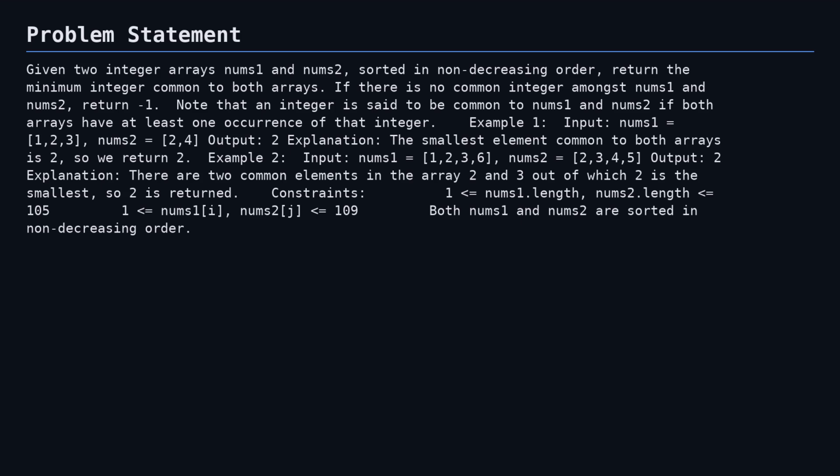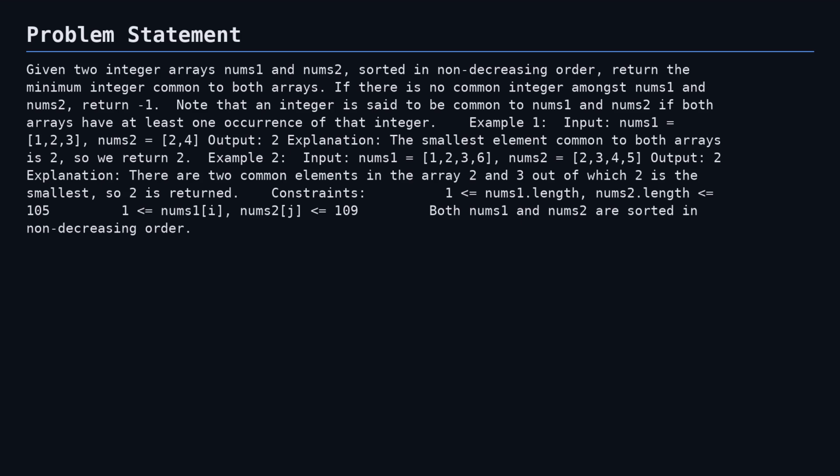So, let's break down the problem. We're given two vectors of integers, nums1 and nums2, and we need to find the minimum common value between them. If no common value exists, we return -1. The input arrays are not sorted in the problem description, so we need to consider that as well.